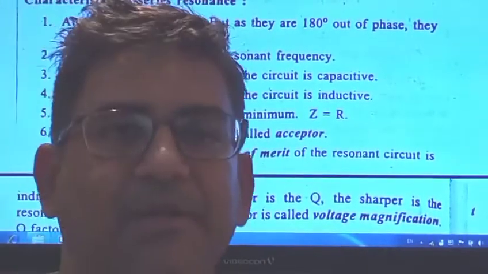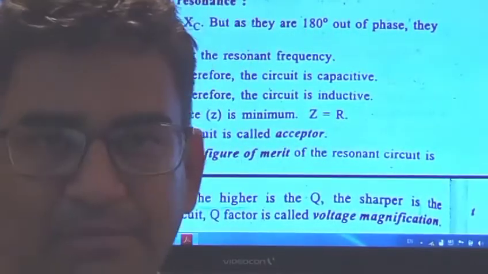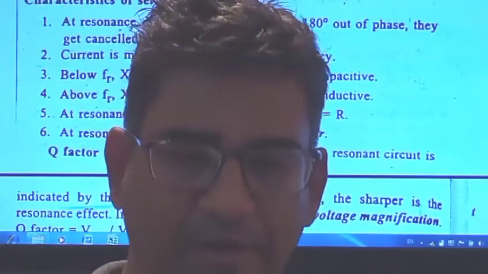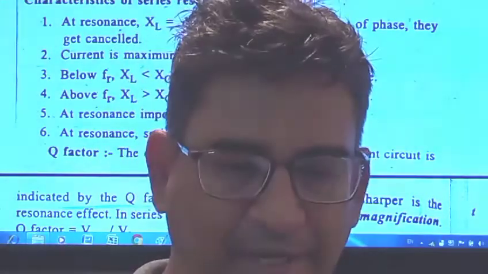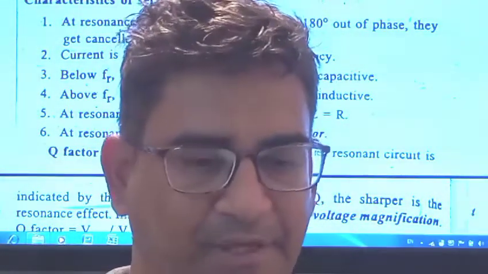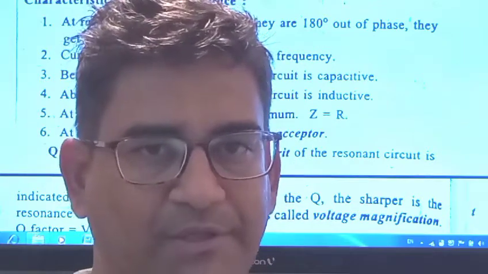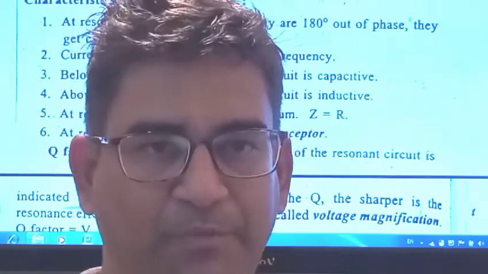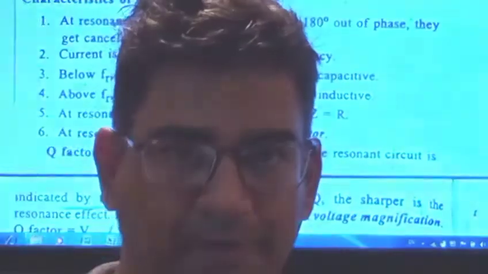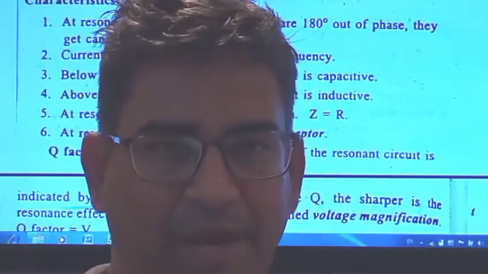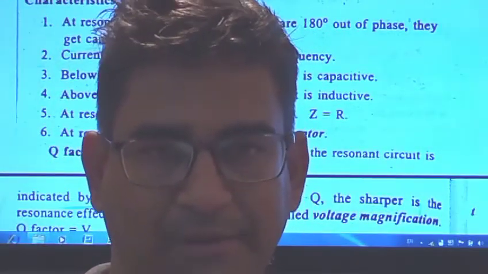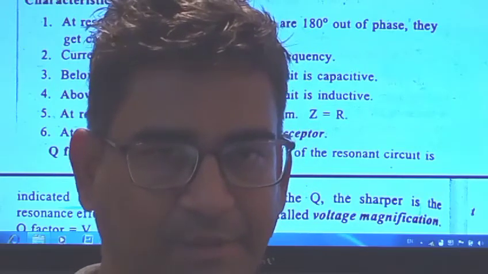The first characteristic: at resonance XL is equal to XC, but they are 180 degrees out of phase and cancel each other. The second point: the current is maximum at the resonant frequency. The third point: below the resonant frequency, the value of XL is less than XC.